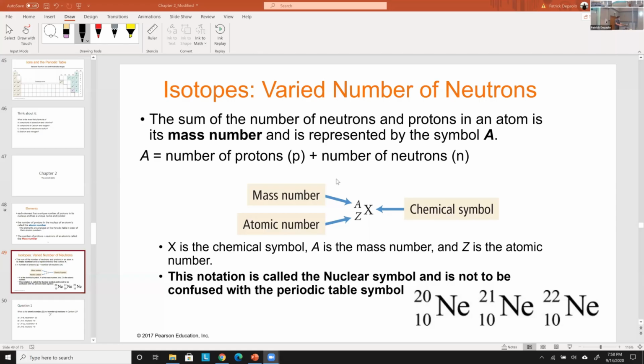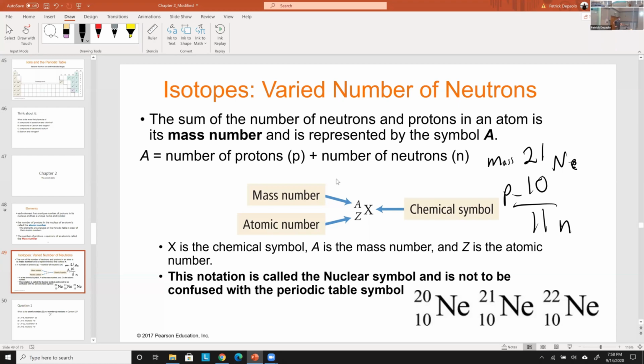So I'll draw the neon one over here. I'll draw neon 21 up on the top. So this is neon 21. The 21 is the mass number, and the 10 is the proton number. How do we get the neutrons? Subtract, and look how it's set up. We could just do that. Wow, magic. And we end up with 11 neutrons.